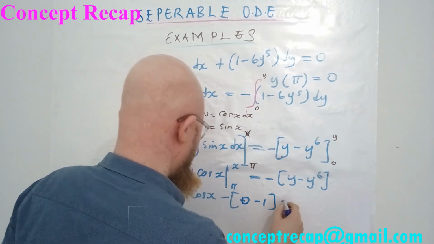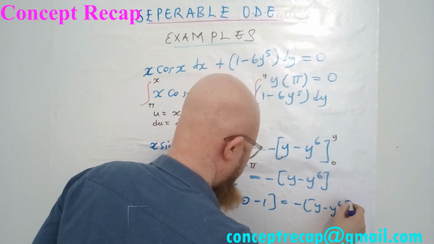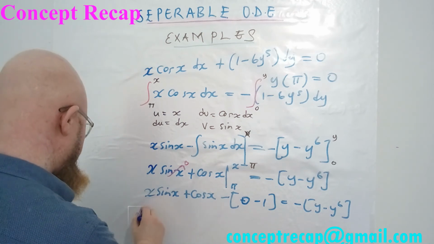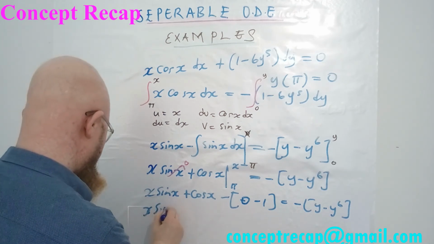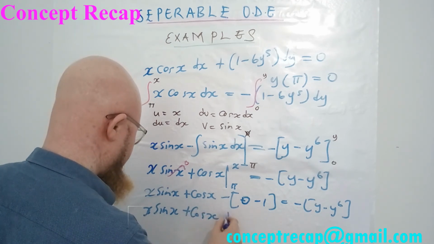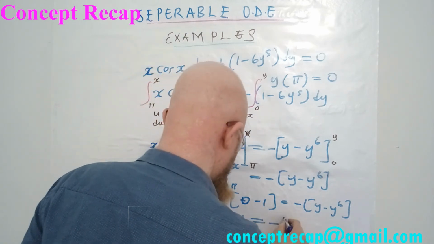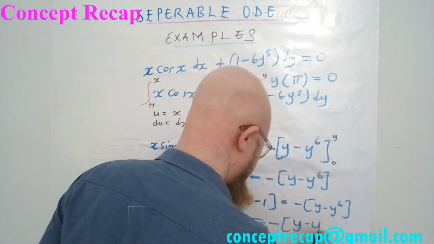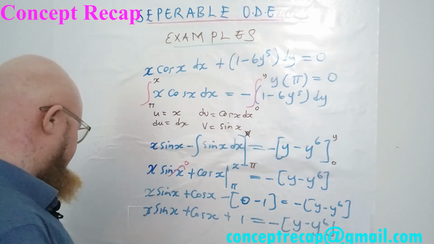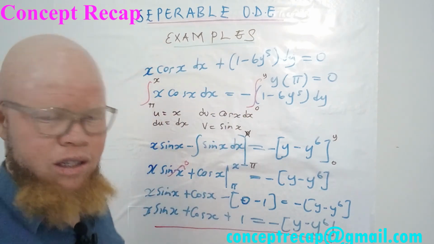So you copy this side. Then you finish by saying x sine x plus cos x, then it becomes plus 1, is equal to this, this is what you get. So like I said, there's another way that you can use.